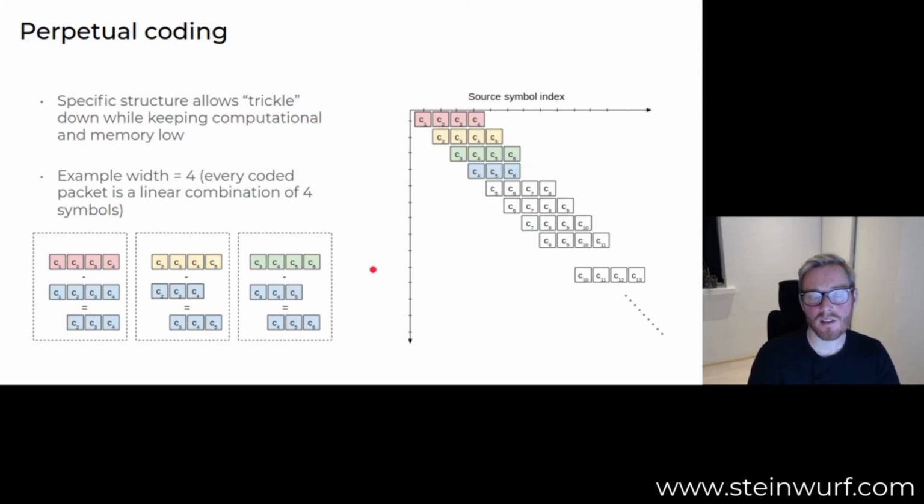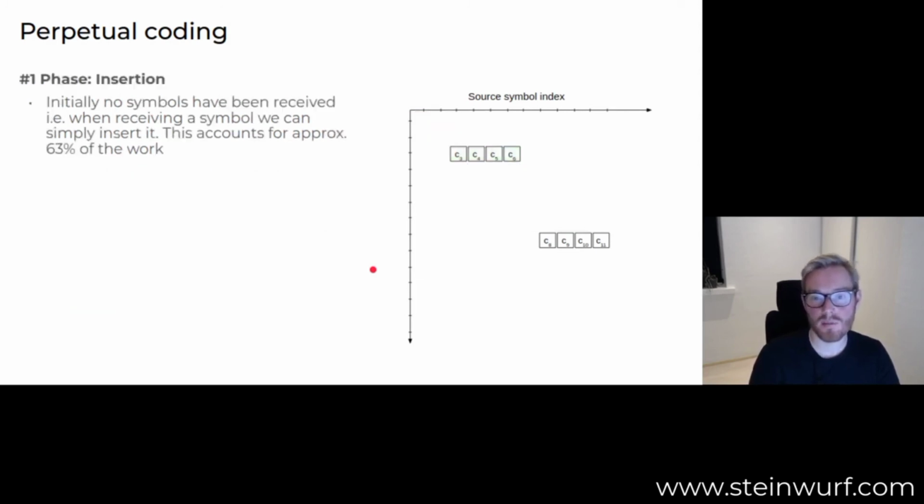So if we look at the decoding steps from the very beginning, we have 3 phases. The first phase is the insertion phase. Because the decoder hasn't received anything in the beginning, the initial phase is simply just inserting symbols into their corresponding location. So because it's almost empty, we just insert the equations. There's a low probability of them hitting a spot that has already been taken, so we don't really have to do any work in this phase. And this accounts for approximately 63% of the work that we're doing in total.